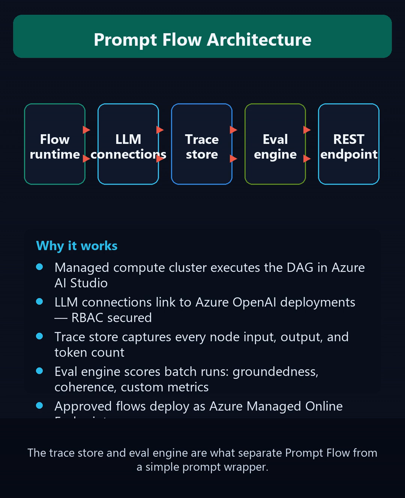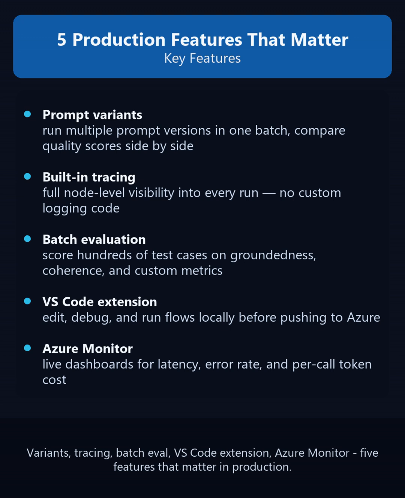Prompt Flow ships 5 production-grade features. Prompt variants let you run multiple prompt versions in one batch and compare quality scores. Built-in tracing gives node-level visibility into every run. Batch evaluation scores hundreds of test cases with groundedness, coherence, and custom metrics. The VS Code extension lets you edit and debug flows locally. Azure Monitor integration gives live latency and error dashboards.